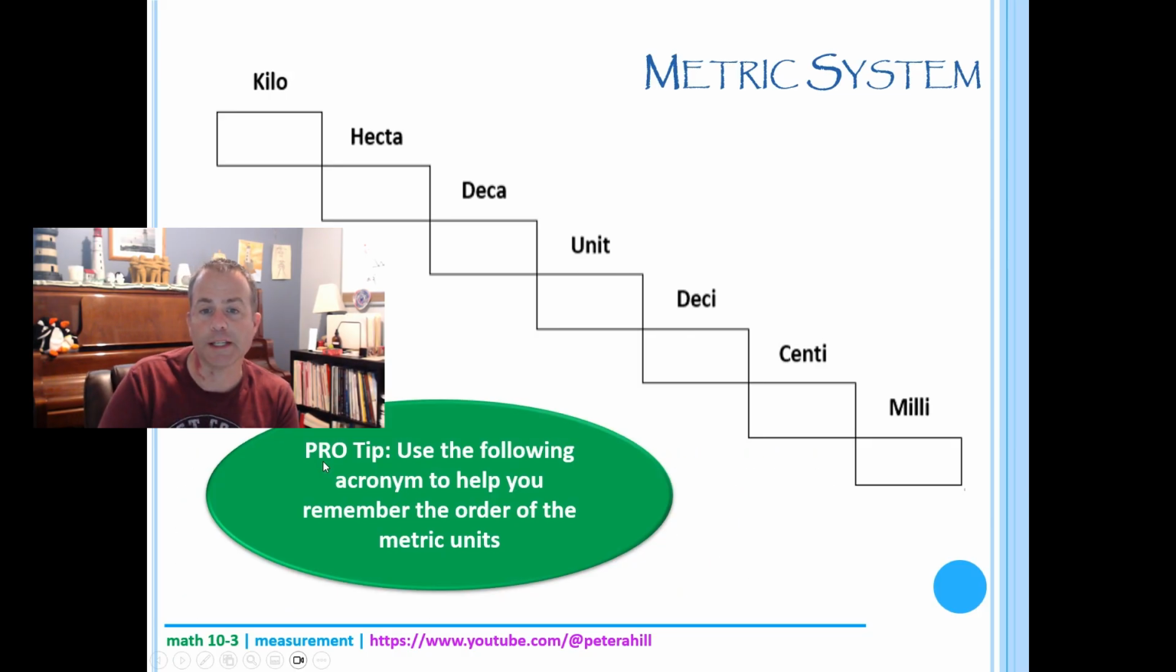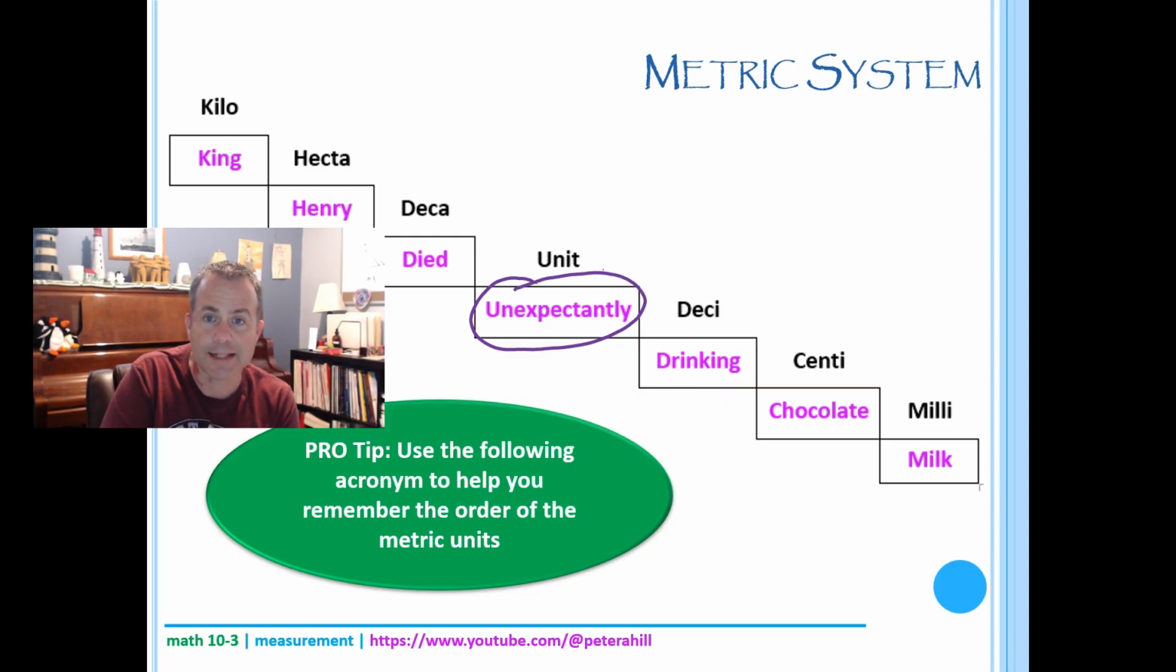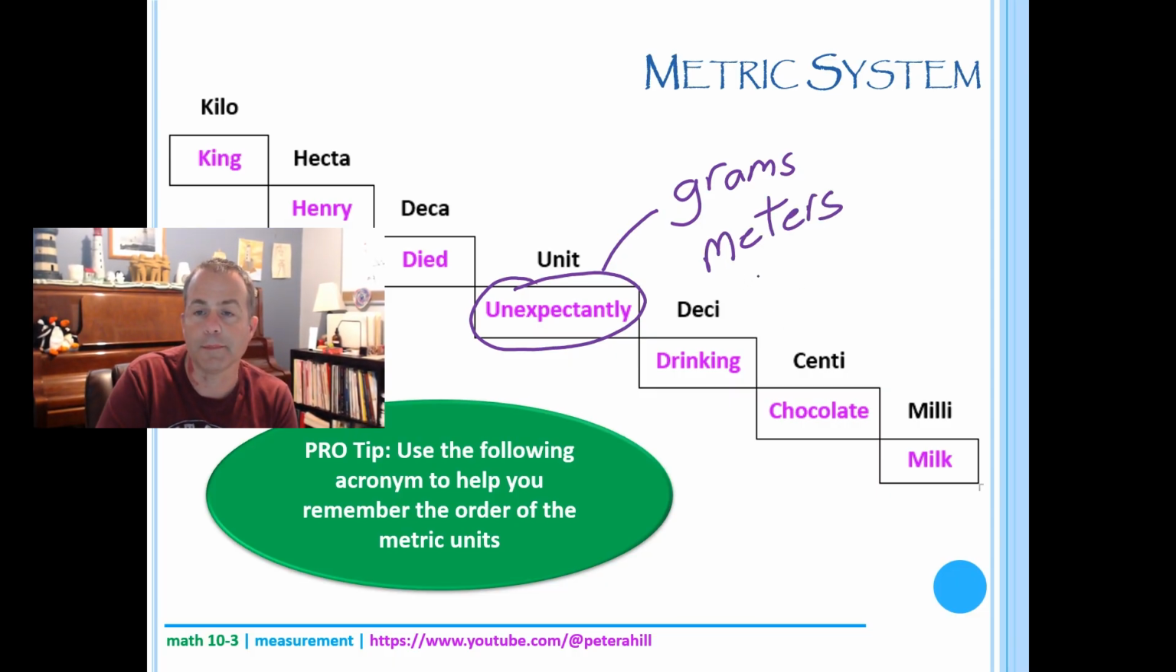So, pro tip, use the following acronym to help you remember the order of the metric units. The acronym is: King Henry died unexpectedly drinking chocolate milk. Now, just remember this unexpectedly right here stands for the unit. So that could be your grams, your meters, or your liters.